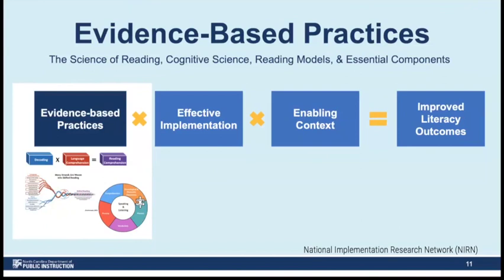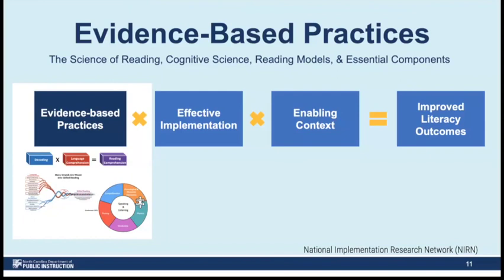So when we talked the last time, if you were with us last time, you saw our active implementation formula, which comes from the National Implementation Research Network. And we know that in order to get to improved literacy outcomes, we need 3 factors. We need an evidence-based practice, we need effective implementation, and we need the enabling context. The evidence-based practice is really talking about what we're learning in letters and where we're going to dive into around oral language and phonological and phonemic awareness today.